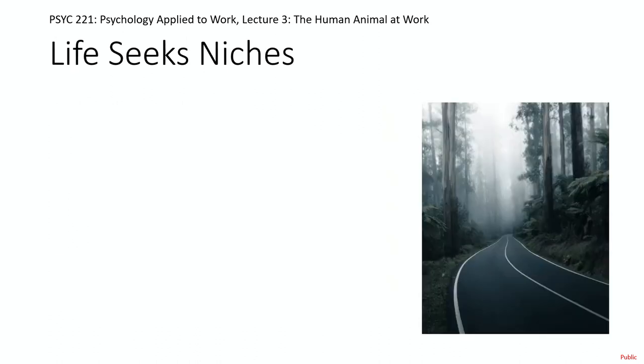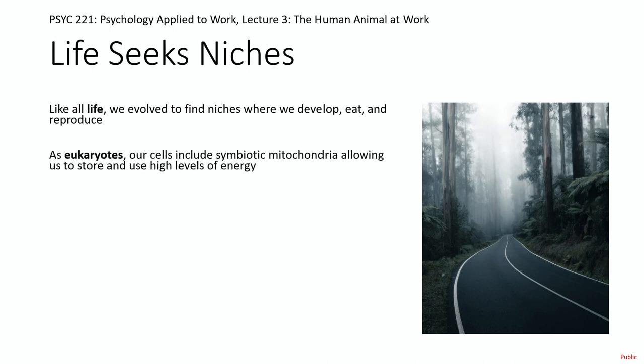Okay, another important thing here about life is always seeking niches. So this is an evolutionary argument, but it's pretty compelling. We're trying to figure out how we can be successful. We've got to find a place to eat. We need to find a place where we can survive and thrive and hopefully reproduce. Whether you're a cell with mitochondria living inside of you for energy, you still need to find an environment where everything works for you.